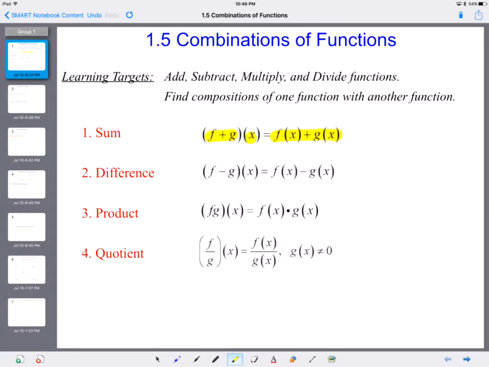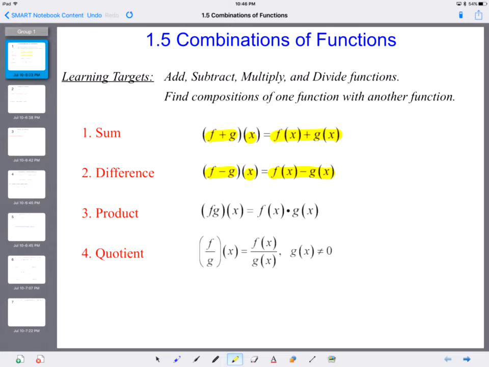So really this first slide is just showing you the notation of the different operations of functions when you see them. Same thing with difference. We're typically used to seeing f of x minus g of x, but it can also be written as f minus g of x. Understanding that notation works for all four. Once again, product: f of x times g of x is the same thing as f times g of x.